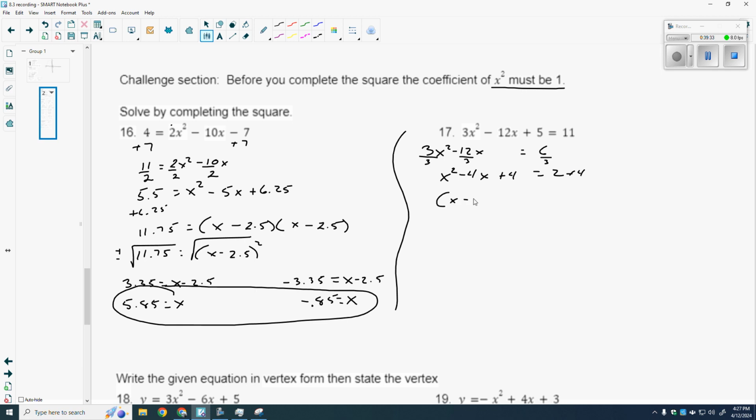Factor that thing into x minus 2 times x minus 2, which is x minus 2 squared. Square root both sides, and I generate the plus and the minus. X minus 2 equals the square root of 6, which is 2.45. And x minus 2 equals a negative 2.45. Add 2: x equals 4.45. Add 2: x equals negative 0.45.